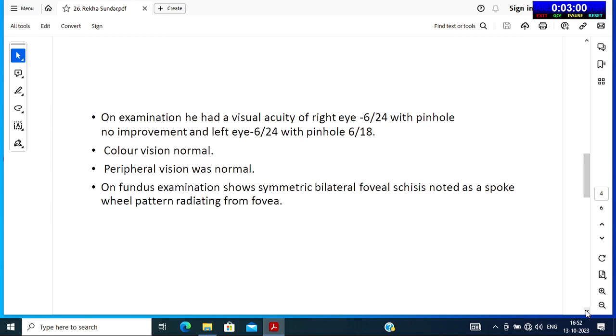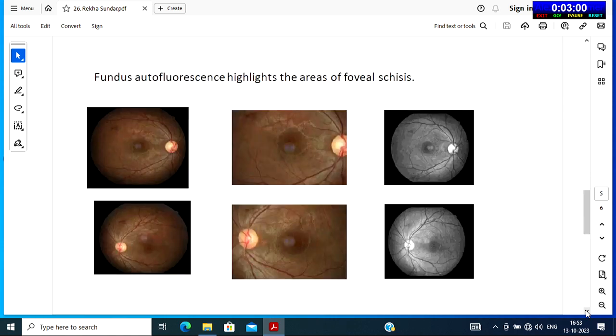On examination, he had a visual acuity in the right eye of 6 by 24 with pinhole no improvement, and left eye 6 by 24 with pinhole 6/18. The color vision was normal, peripheral vision was normal, and fundus examination showed bilateral symmetrical foveal schisis with a spoke wheel pattern radiating from the foveal area.